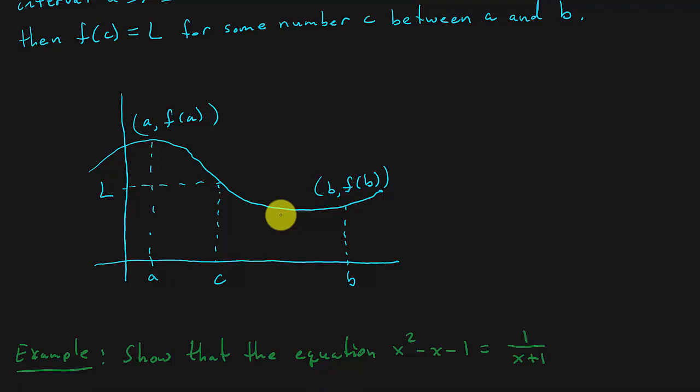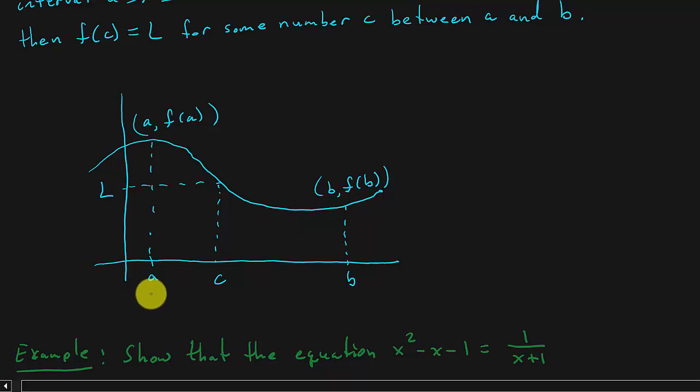Let's put it in terms of this: if you have a number here, A, and a number here, B, and they have y values, one up here and one down here, and then there's some y value in between these two, f(A) and f(B), then what it's saying is there's a number C between A and B that you can plug in to get that L.